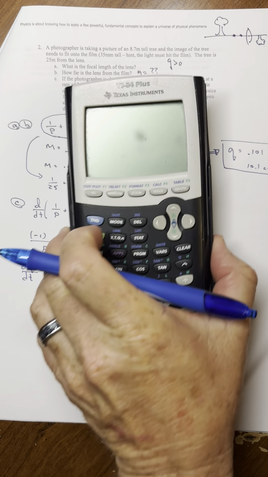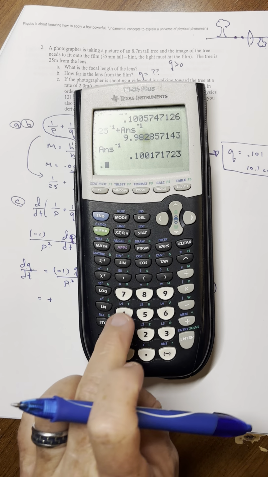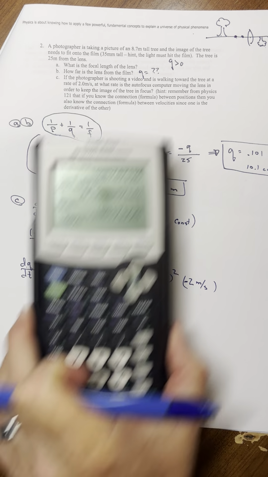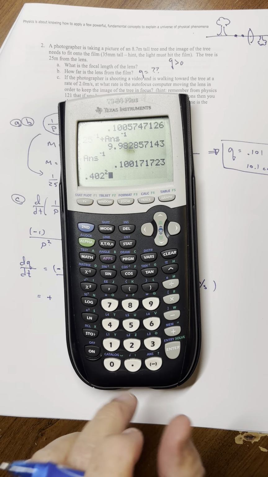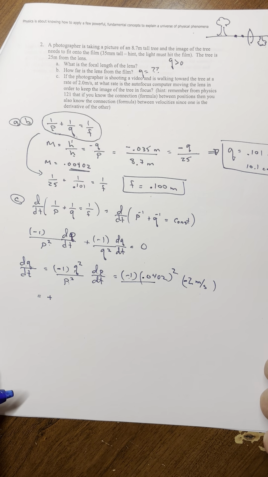And now just putting in our numbers, we take that magnification, 0.0402, square it, and then multiply it by 2.